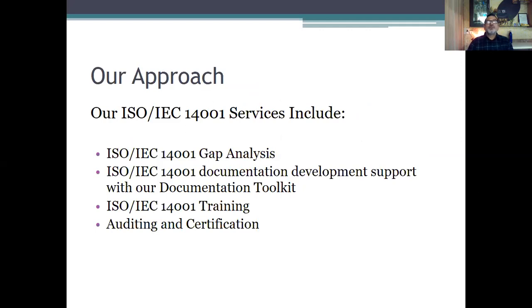Now, what's our approach? Drawing on practical know-how about the environmental management system and proven management system consultancy and certification expertise, we can help you implement an ISO 14001 compliant environmental management system with ease. We provide a 100% guarantee of successful certification when you engage our team.